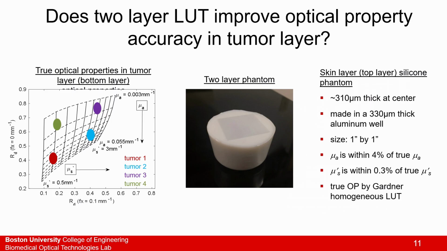So the optical μA of this thin layer is within 4% of true skin layer μA, and the μs prime is within 0.3% of true skin layer μs prime. And to know the true optical properties of both layers, I used the Gardner homogeneous lookup table. So I measured the phantoms with SFDI, extracted optical property using both lookup tables, and then tried to find out which lookup table provides a better approximation of the true optical property in the tumor layer.